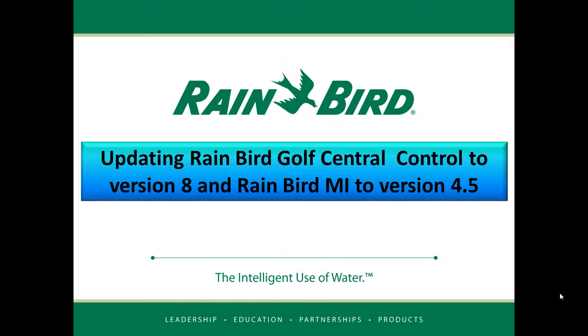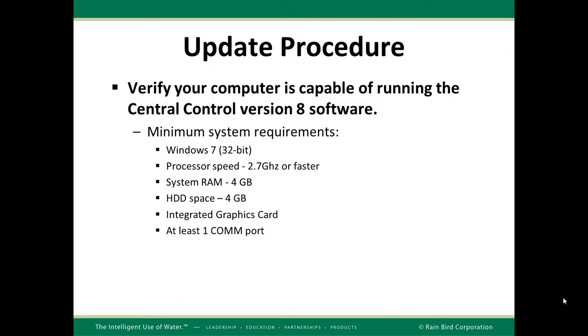Today we're going to go through a quick video on how to update the Rainbird Golf Central Control software to version 8 and to update the Rainbird MI software to version 4.5. As we go through the update procedure, I will first show you a PowerPoint presentation with the steps to do the upgrade, followed by an actual live upgrade on my computer.